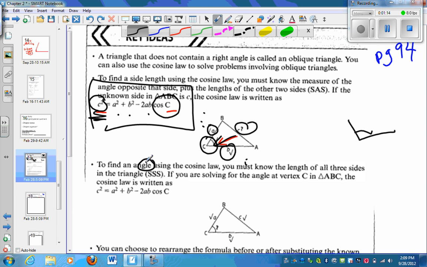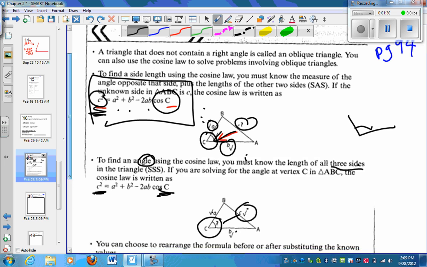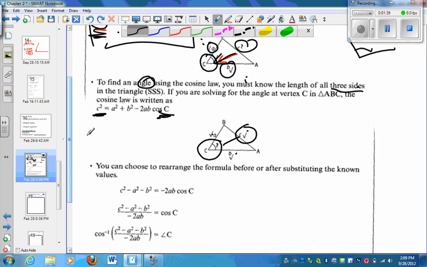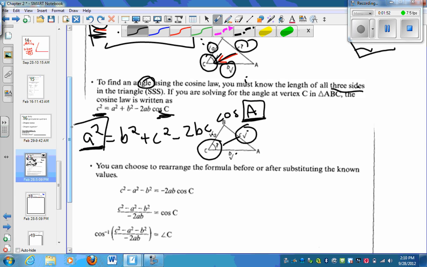Okay, we can also use the cosine law to find an angle, and you must know the length of all three sides in a triangle. In other words, you must know side, side, side. So if you want to find an angle, what's important is that you put the sides in the right location. You put this side opposite the angle here. That's what matters. So you can see people writing this as a squared equals b squared plus c squared minus 2bc cos A. All that matters is, look, this A and A are across from each other.